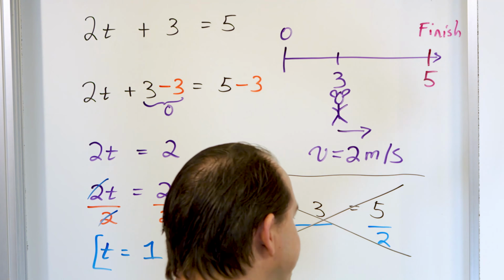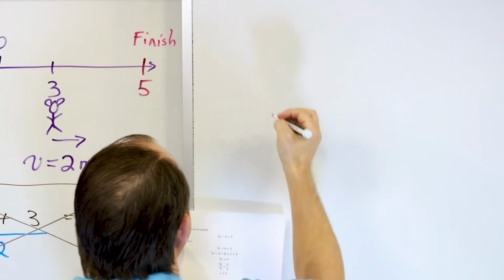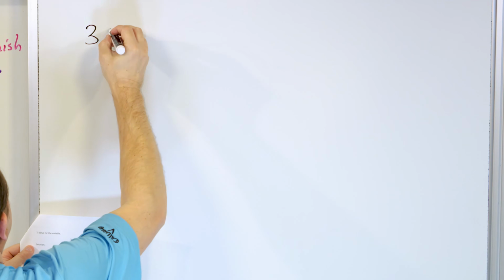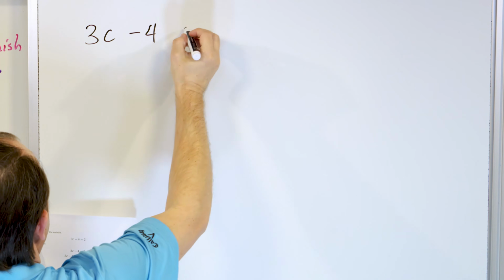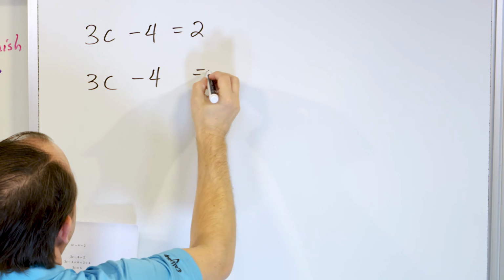Now let's conquer the next problem. I think as you see more of these, it will become much, much more obvious how to attack it. 3 times c minus 4 is equal to 2. Let me rewrite it. 3 times c minus 4 is equal to 2.